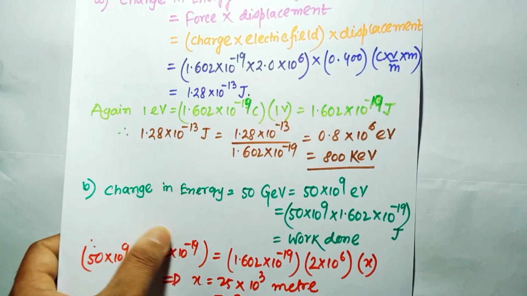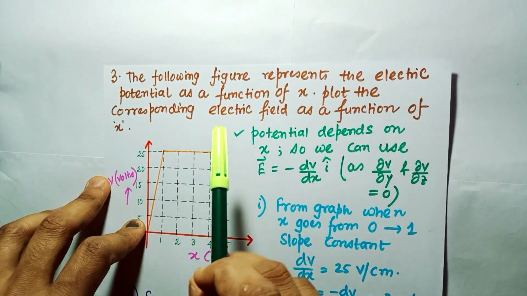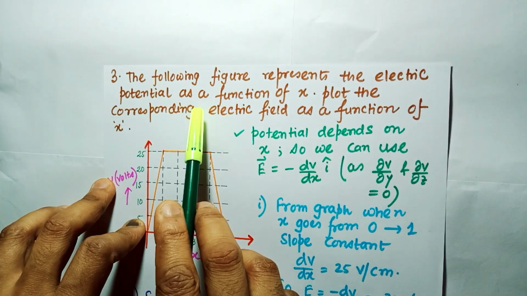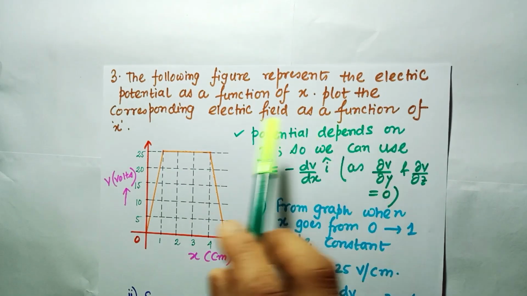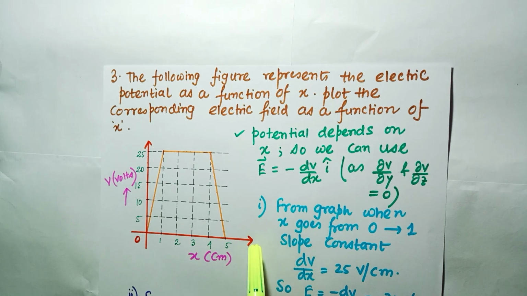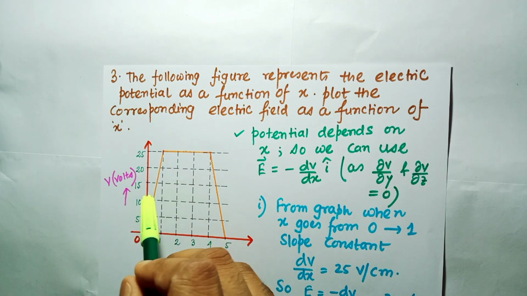So our next problem will be like, so you can see number 3. The following figure represents the electric potential as a function of x. Plot the corresponding electric field as a function of x. It means the distance. So you can see from the figure that this is the x-axis and this is the y-axis. So the x-axis is the distance, and in the y-axis the volts are plotted here.